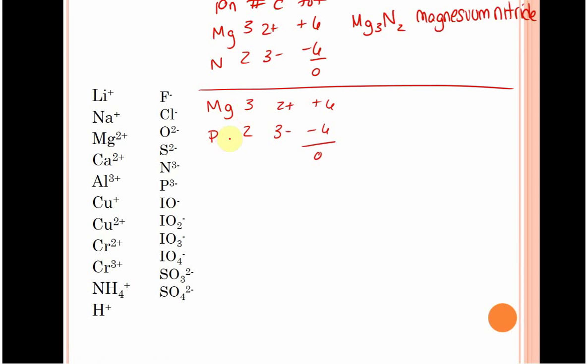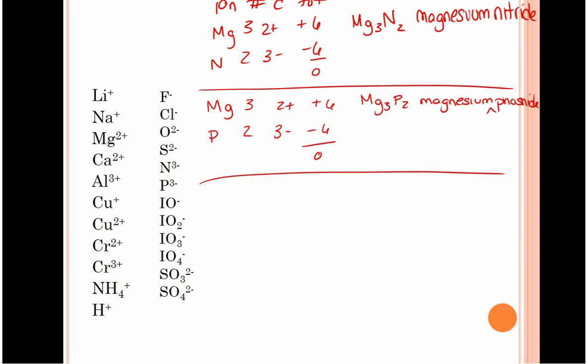This is going to be Mg3P2 for magnesium. There should be a bigger space there, but I'm running out of room. So magnesium phosphide. Now for magnesium with some of these polyatomics. Here we've got magnesium with hypoiodite.